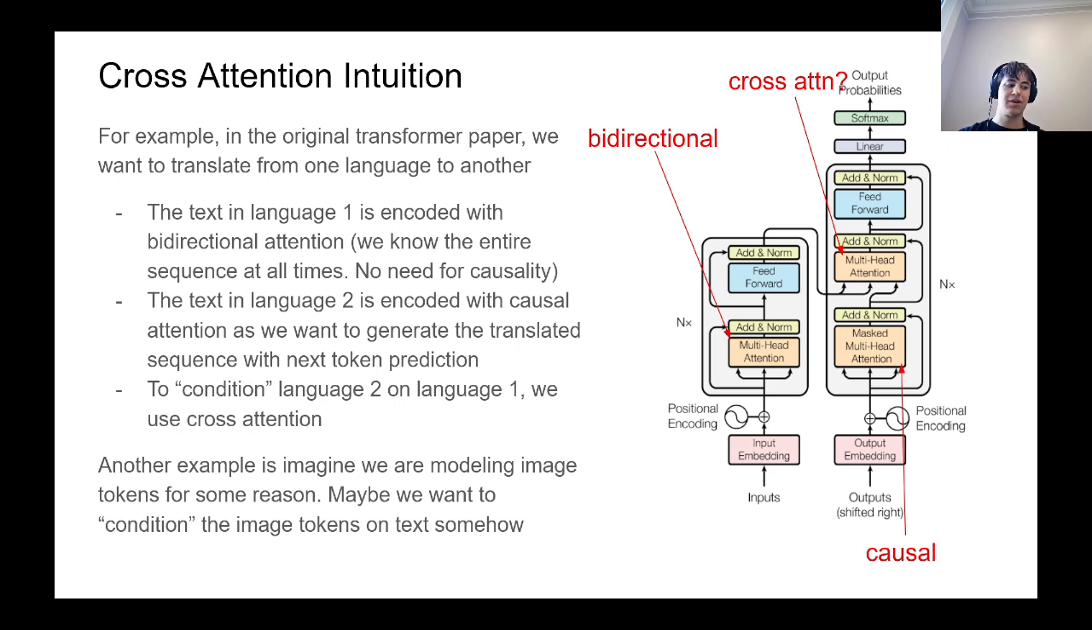Another example is maybe you want to condition image tokens. So let's say I'm doing stable diffusion. You would want to take your text and condition your images on that in some way. So imagine your encoder is some text encoder and your decoder is your image decoder. You would want cross attention so that your text tokens can send information to your image tokens. Another example. So anytime you have one sequence and you want to condition it on another sequence, you use cross attention.